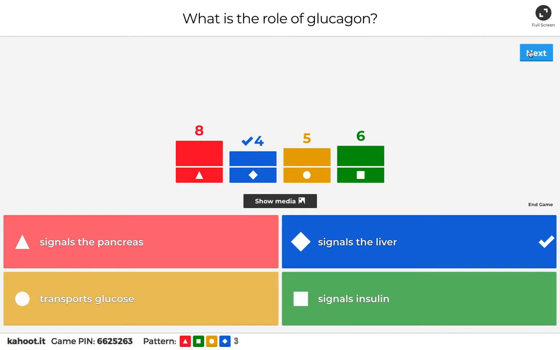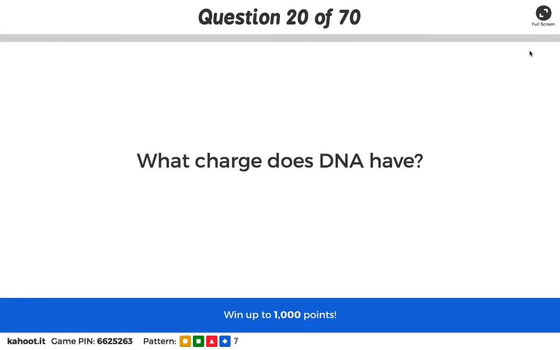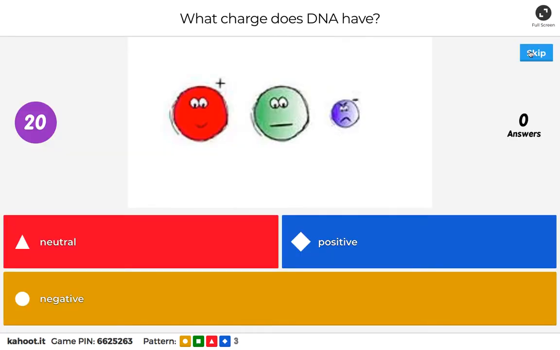What does glucagon signal the liver to do? Release the sugar that's stored in glycogen. Sometimes I miss these, but the pancreas produces the glucagon. Yep. Okay. Yep. The positive.